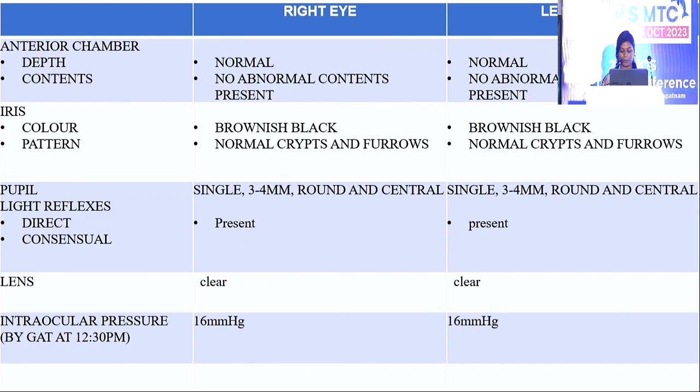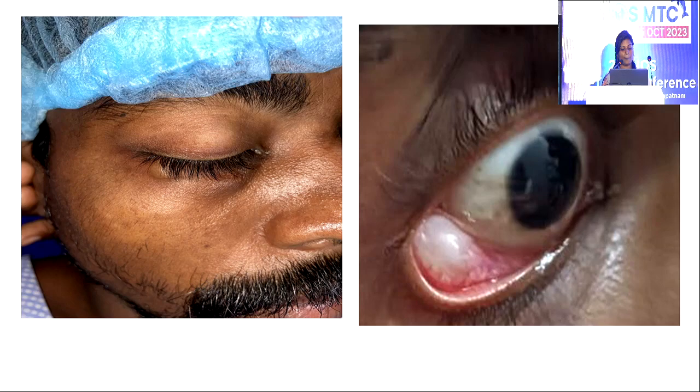Goldmann tonometry at 12:30 p.m. was 16 mm Hg, left eye normal, fundus of both eyes normal. Here we can see the elevation of the lower eyelid and the cystic lesion on the lateral side of the lower conjunctiva.